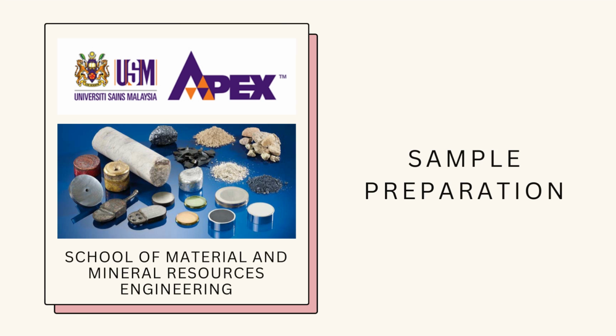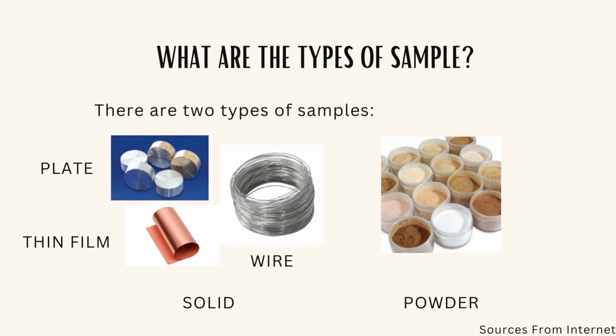Sample preparation. At the end of this video, you should know what the types of sample are, how to prepare samples, and what the errors and examples of XRD pattern are. So, what are the types of samples? There are two types of samples, which are solid, such as wire, plate, thin film, and powder.